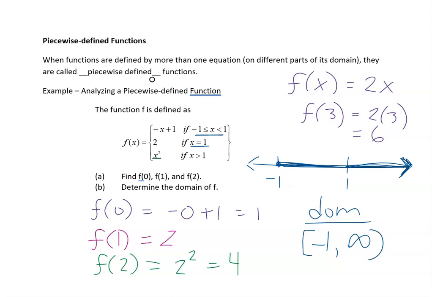And because we're including -1, we use a bracket around it. We're not including infinity, so we use a parenthesis around that.